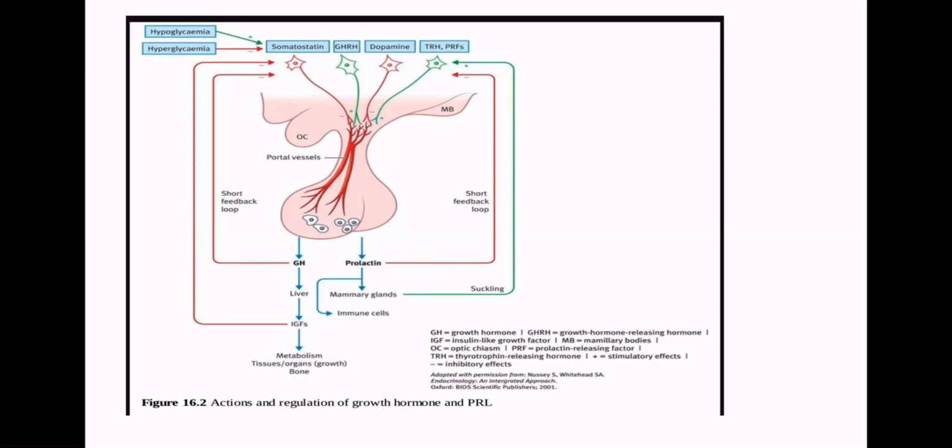Somatostatin is a 14 amino acid peptide that is synthesized in the hypothalamic neurons, mainly located in the anterior periventricular nuclei. The factors which affect growth hormone-releasing hormone and somatostatin include sleep, stress, exercise, and blood glucose level. So going back to our previous slide.